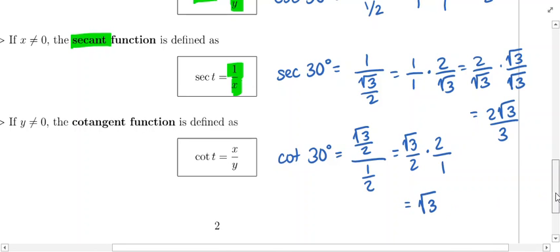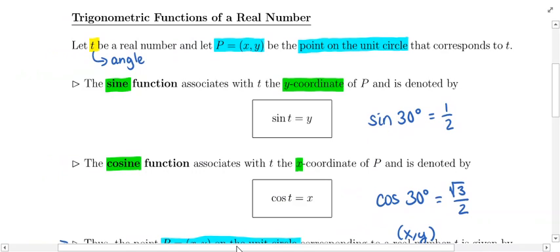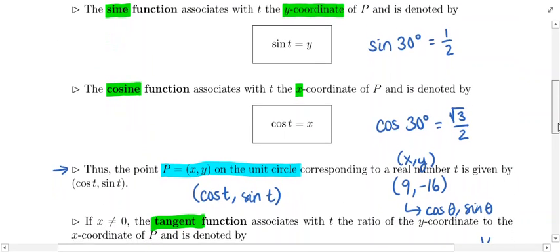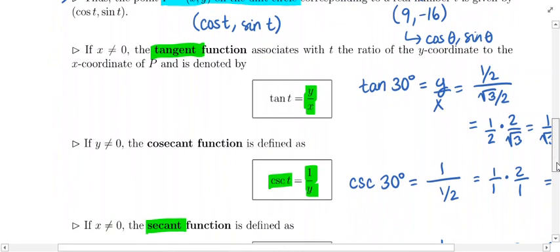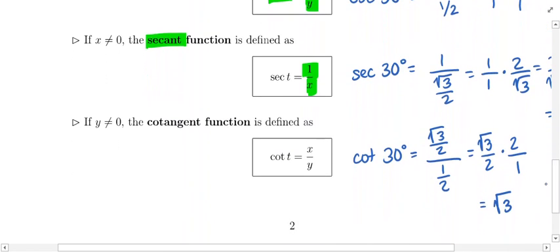So that is basically how we use the unit circle. If we have a particular angle that we're interested in, we locate that angle on the unit circle if we can. If that angle is on the unit circle, it's going to have a point P associated with it, and that point will have an x-coordinate and a y-coordinate. The sine of the angle is the y-coordinate. The cosine of the angle is the x-coordinate. The tangent of the angle is the y-coordinate divided by the x-coordinate. The cosecant of the angle is 1 over the y-coordinate. The secant of the angle is 1 over the x-coordinate. And finally, the cotangent of the angle is the x-coordinate divided by the y-coordinate.